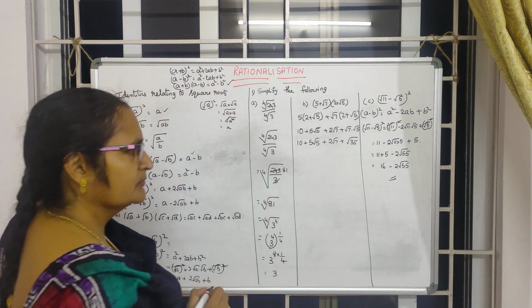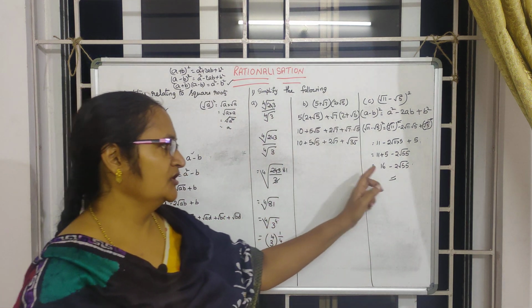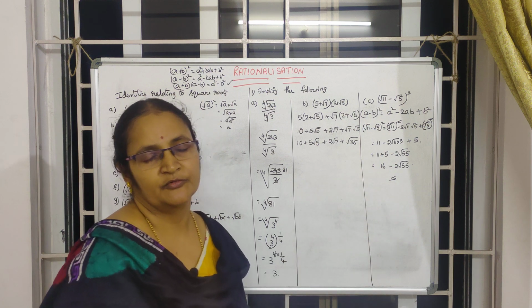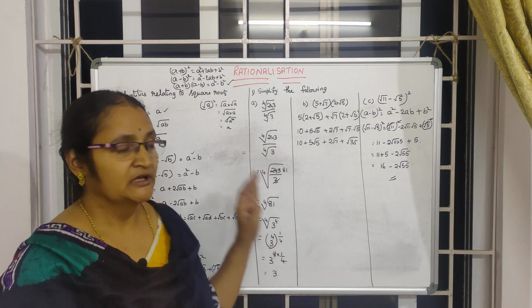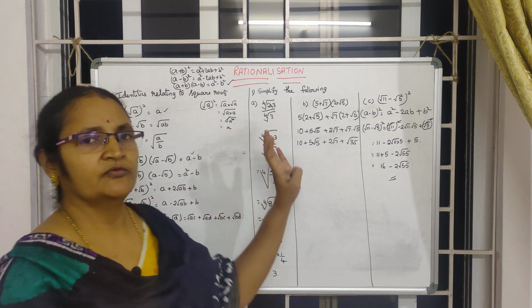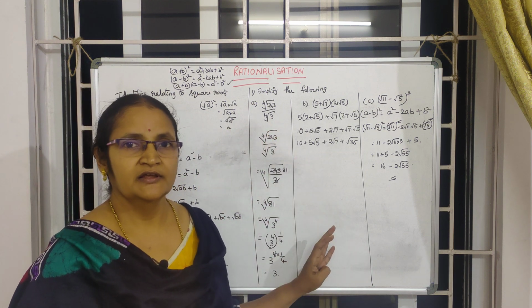We can solve up to there only. We can't do further simplification there, so we will stop here itself. In this manner, using the identities, we can simplify in this way. Is it clear? Thank you.